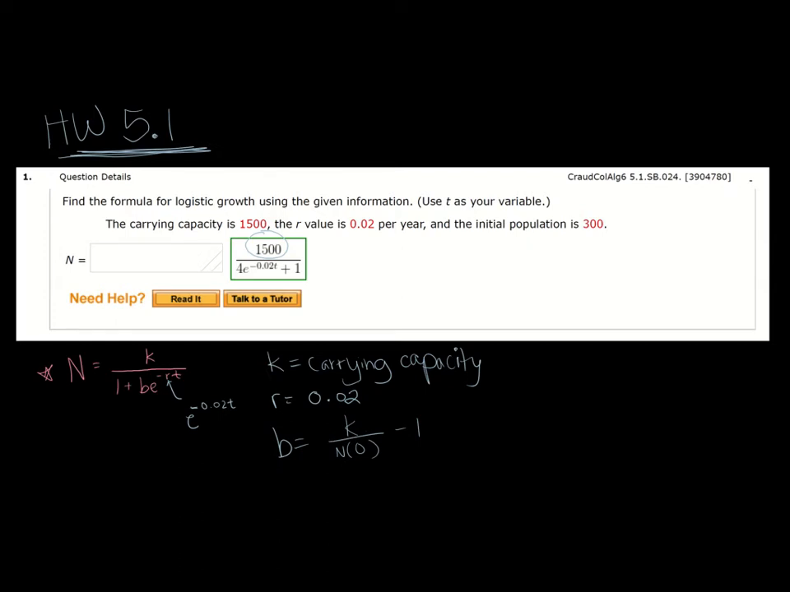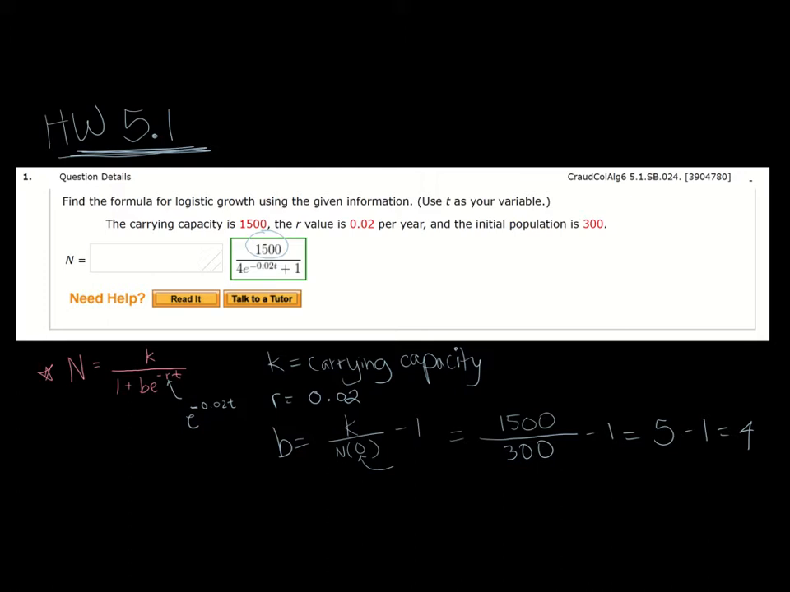We know what K is. K is the carrying capacity. So I'm just going to substitute some values in here. K is the carrying capacity, which with my numbers is 1500. I'm dividing by N of 0, which is the initial population. It's the population when 0 years have gone by, which is the initial population of 300. Then I have to subtract 1 from that. We can do this division first. 1500 divided by 300 yields 5. Subtract 1, we get 4.